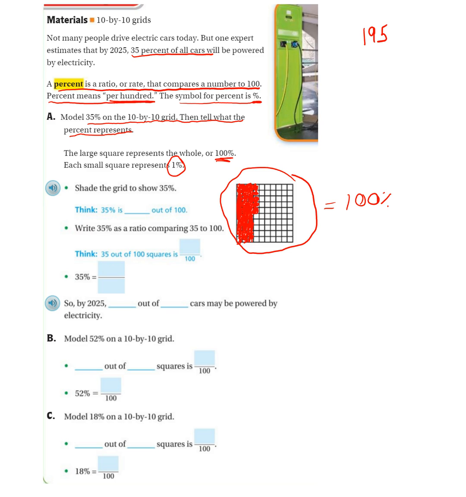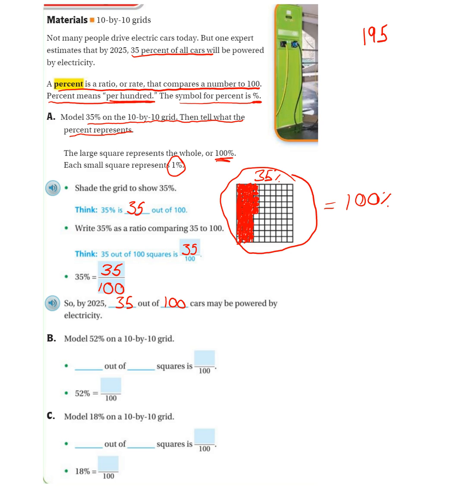All right. So 35% is 35 out of the 100. So 35 of these out of the 100. And we can say that also as 35% out of, it's per 100. Right, 35% is a ratio. 35 out of 100 would be 35 to 100. So 35% equals 35 100ths. So by 2025, 35 out of every 100 cars may be powered by electricity.